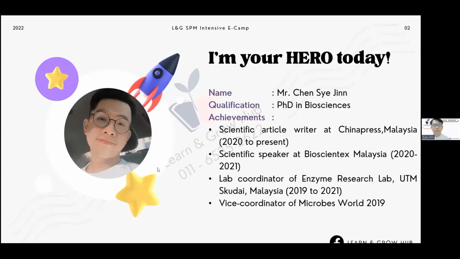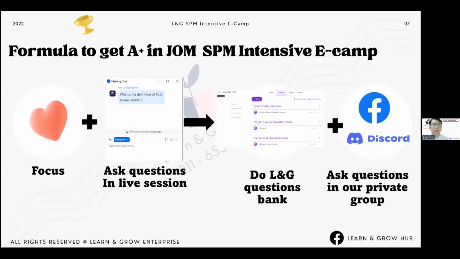Today, I will share some formulas to get A+ in the Zoom SPM Intensive Echem. First, I will separate this into two sections. For the left-hand side, the live sessions: after we start, you will have a lot of live sessions from January until the end of February. In every live session, you must be very focused. Why? Because when you focus on learning, you will know what content you don't really understand, and you can ask the question straight away in the live session.